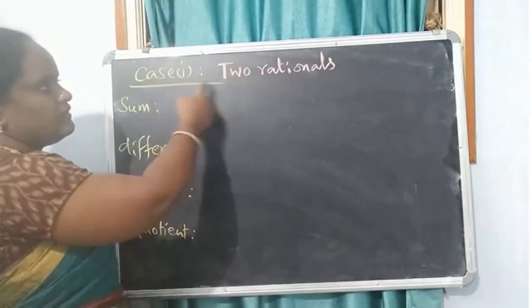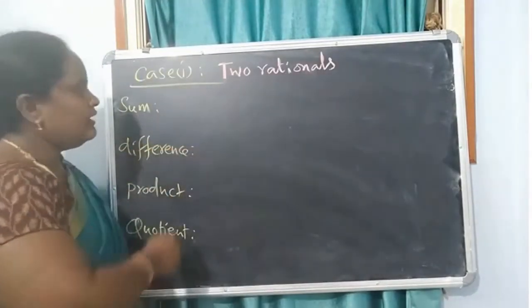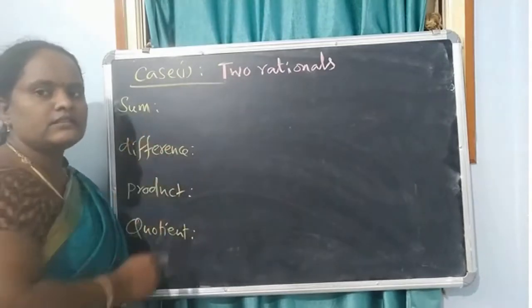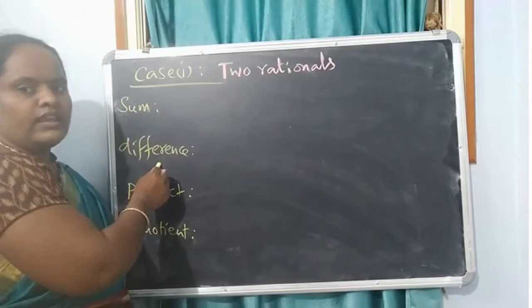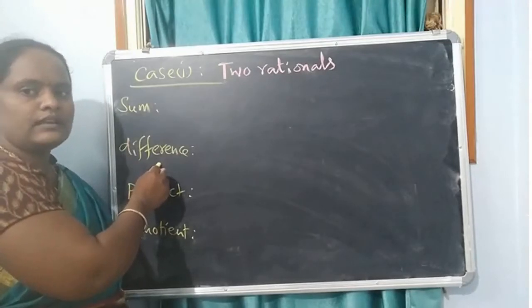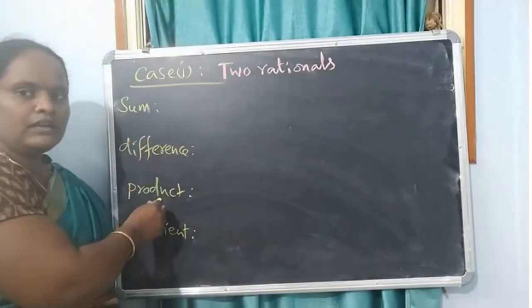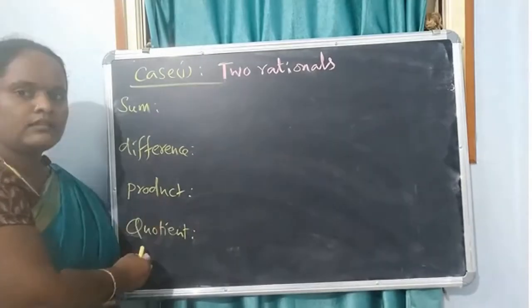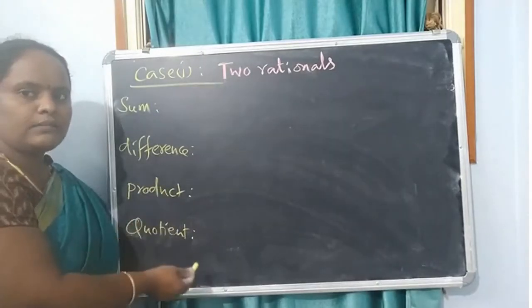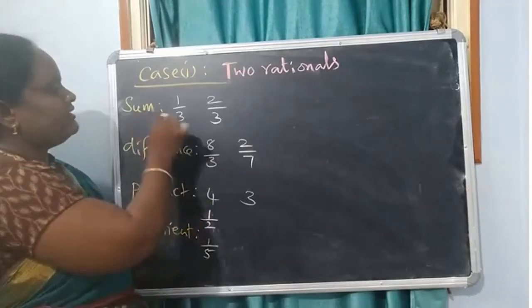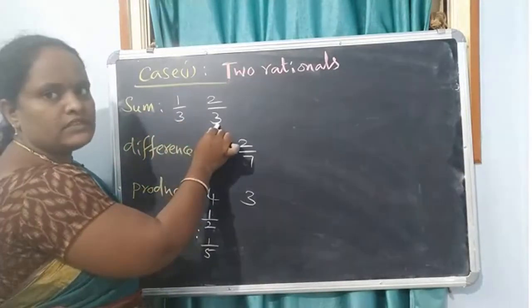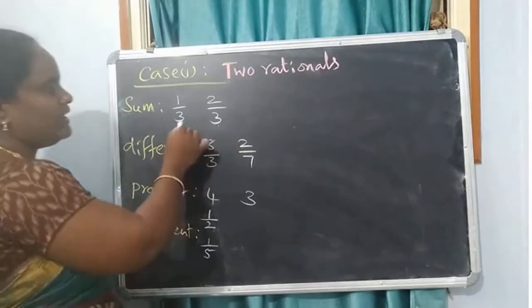So case 1, I am going to take 2 rationals and find the sum. The result obtained by adding 2 numbers is called the sum. The result obtained by subtracting is called the difference. If we multiply, the answer is called the product. If we divide 2 numbers, the result obtained is called the quotient. So here, to find the sum, I have taken 2 rational numbers in the form of p by q: 1 by 3 and 2 by 3, sum.